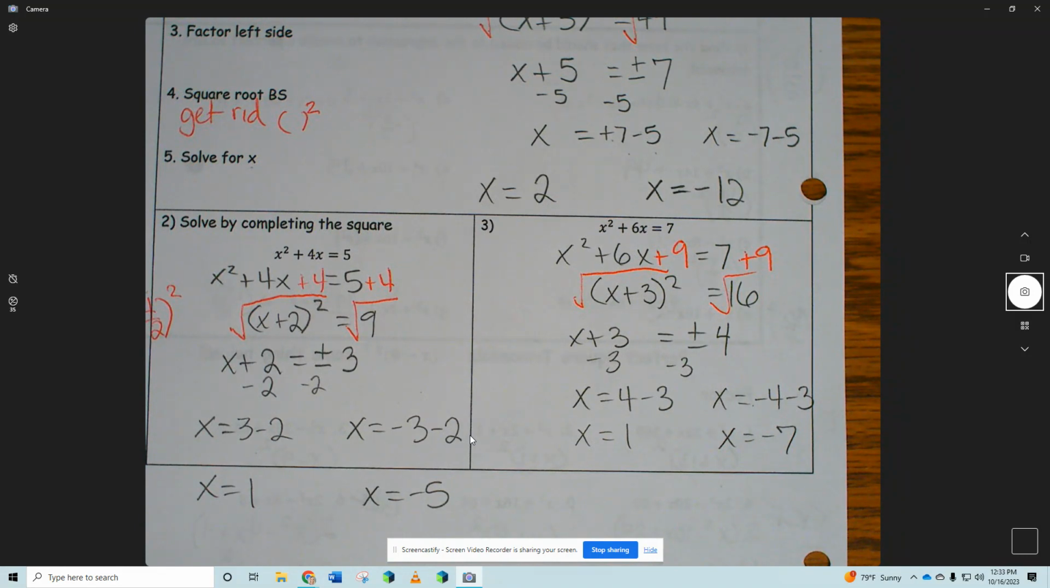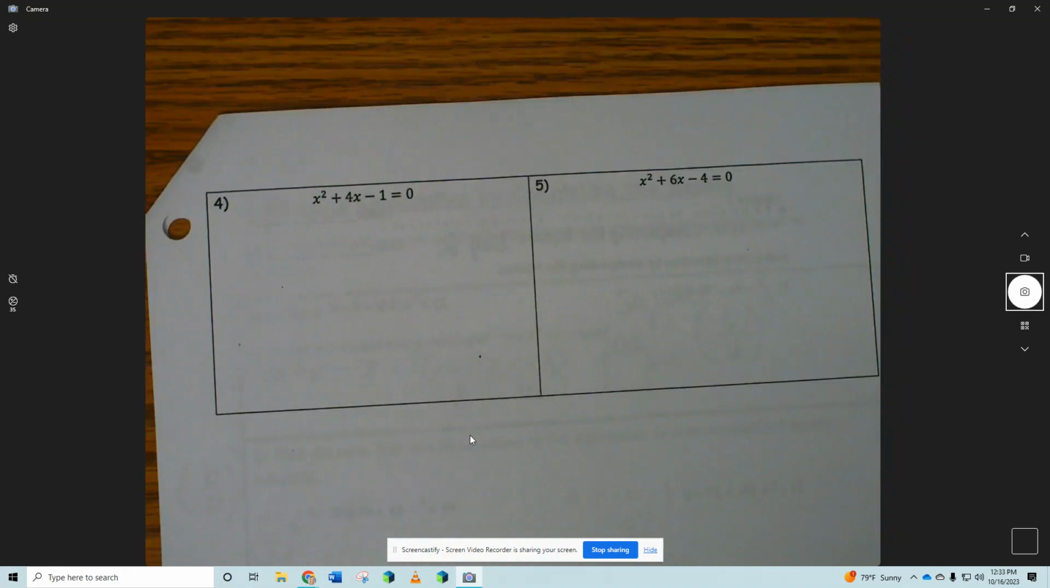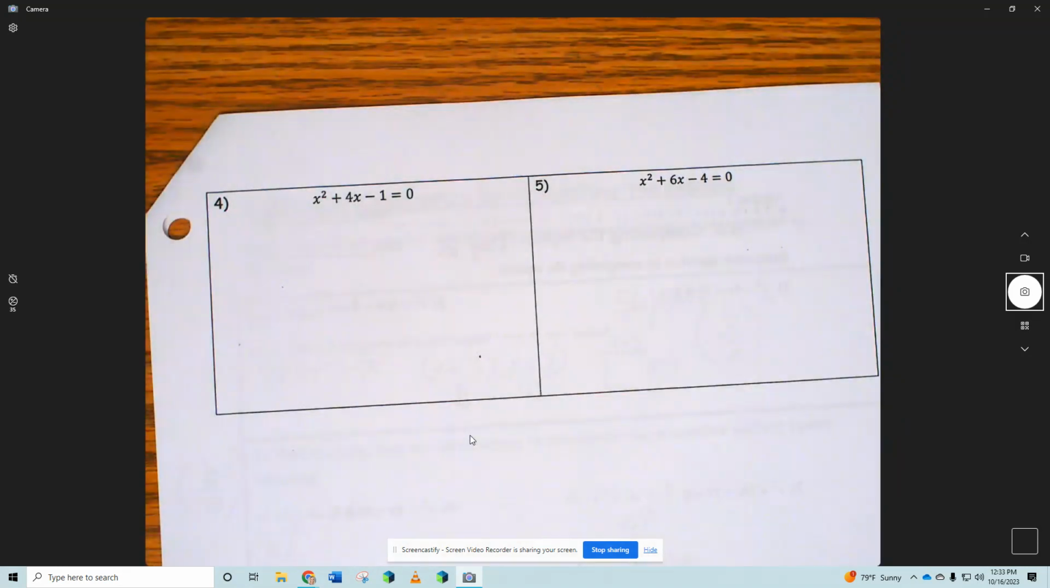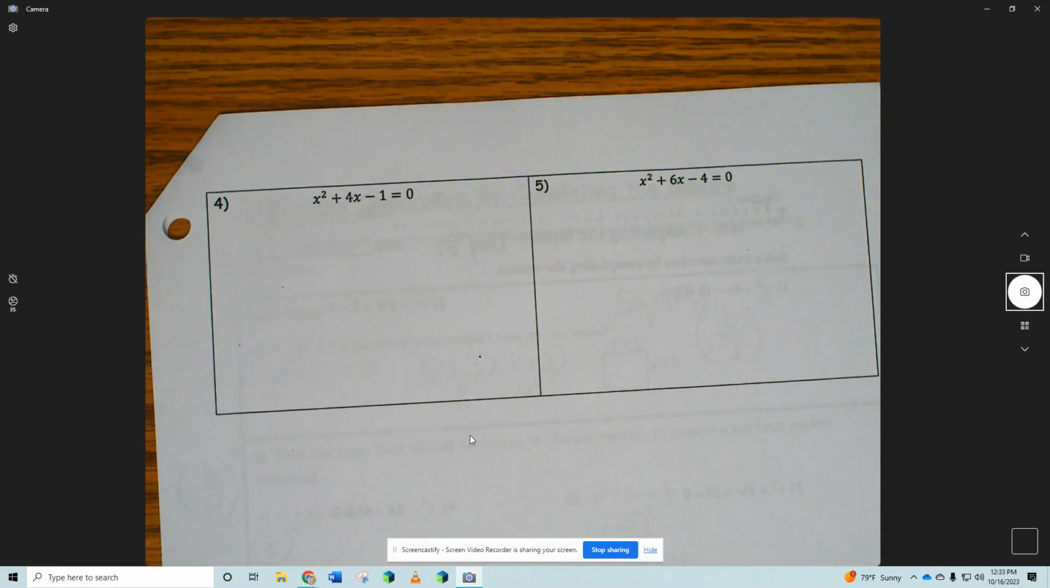All right. On the next example, this cannot be factored. On number 4, there's no number that multiplies to make 1 and adds up to 4. So we're not going to get an even number answer either.